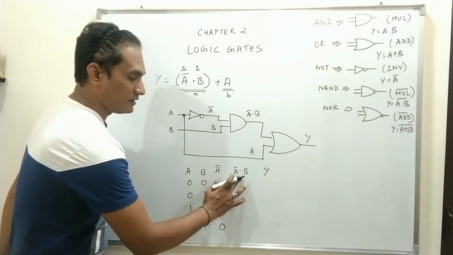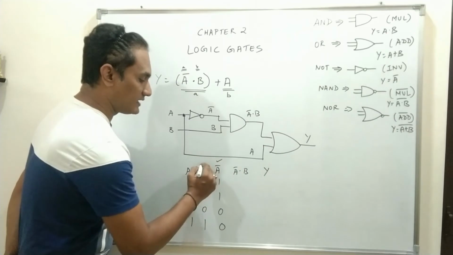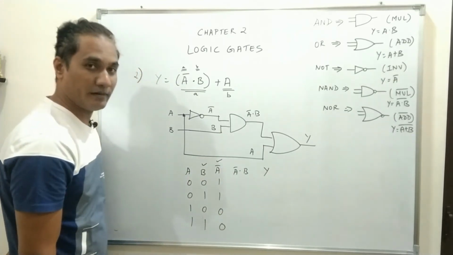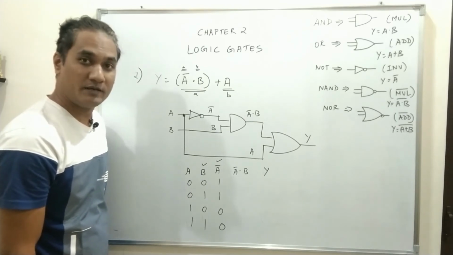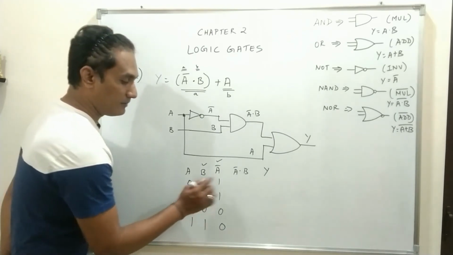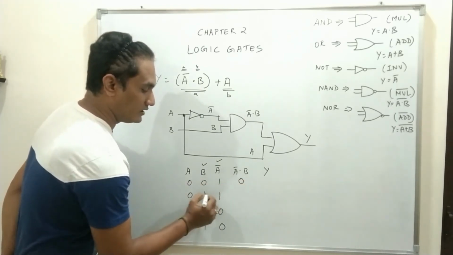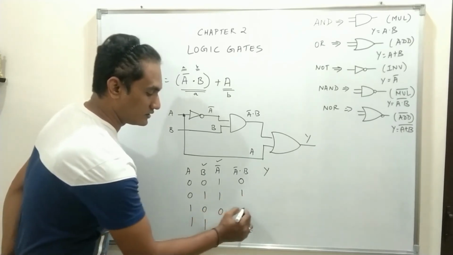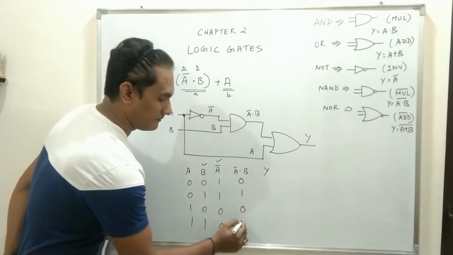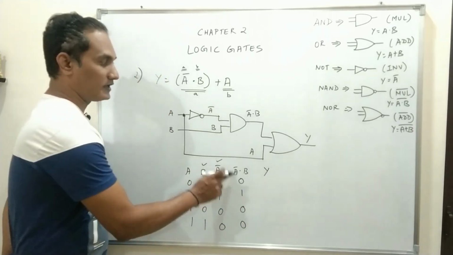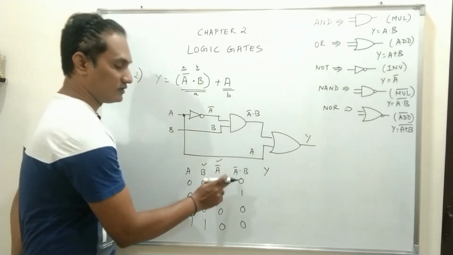Then A bar dot B, that means AND logic has to be applied between A bar and B. And what is AND logic? AND logic amounts to multiplication. So 1 multiplied by 0, 0; 1 into 1, 1; 0 into 0, 0; 0 into 1, 0. So you have got A bar dot B, this expression you already got.